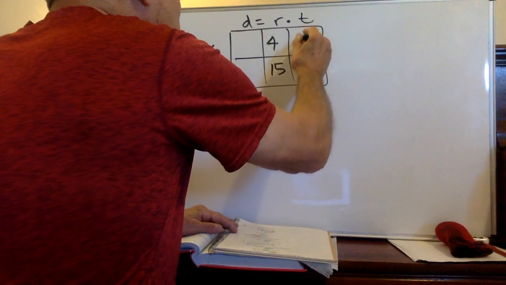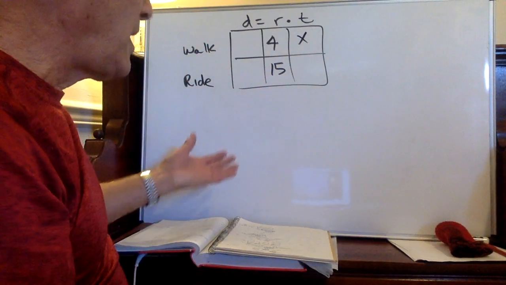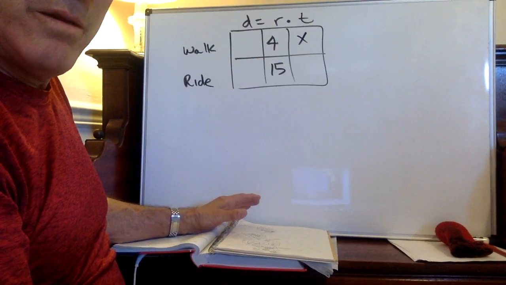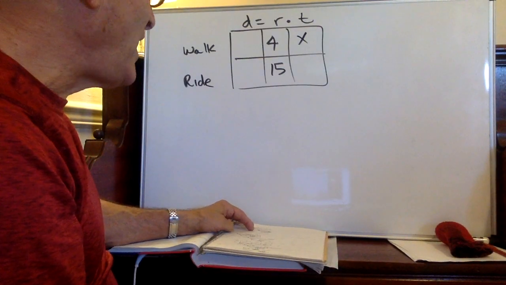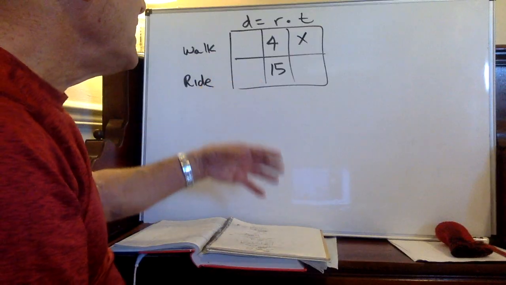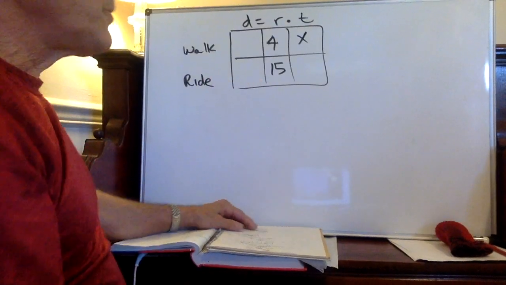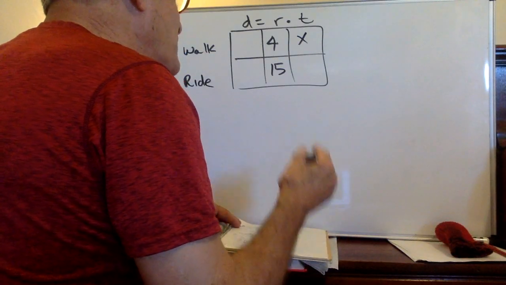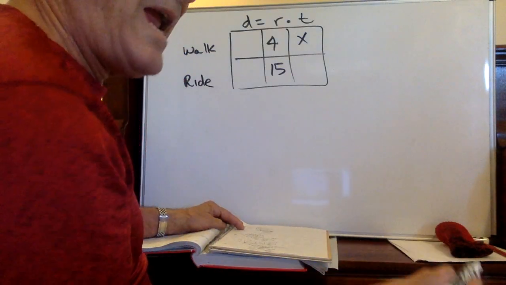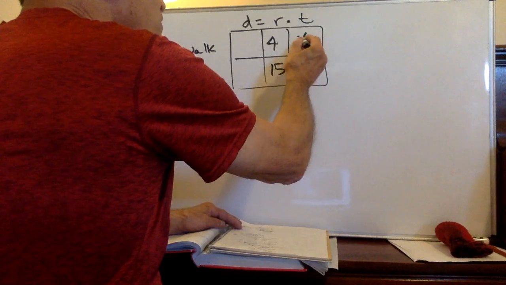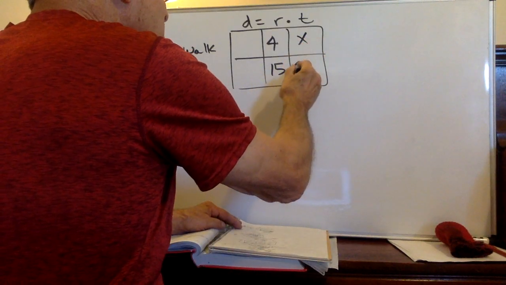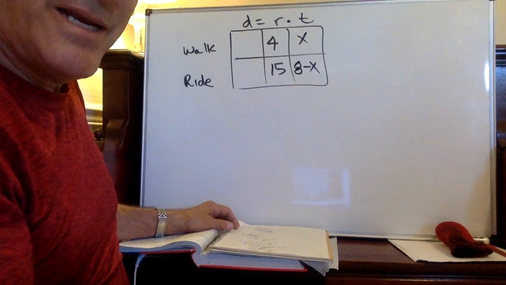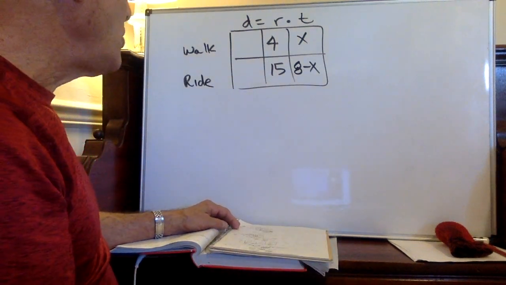So if I call his time walking x, I made that the variable because it said how long did he walk. So if I let x equal the time that he walked, when I solve for x, that's my answer. And it said that the total time walking and riding was 8 hours. So if I'm going to walk for x hours, then the rest of the time, 8 minus x, not x minus 8, 8 minus x is the total time that he rode.